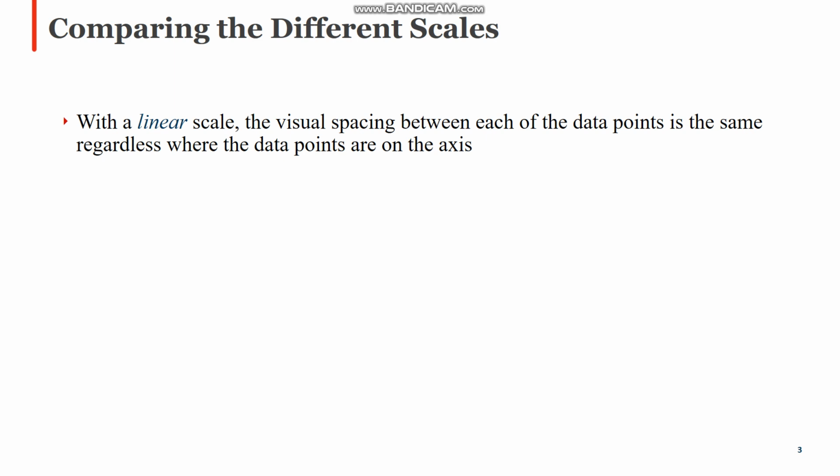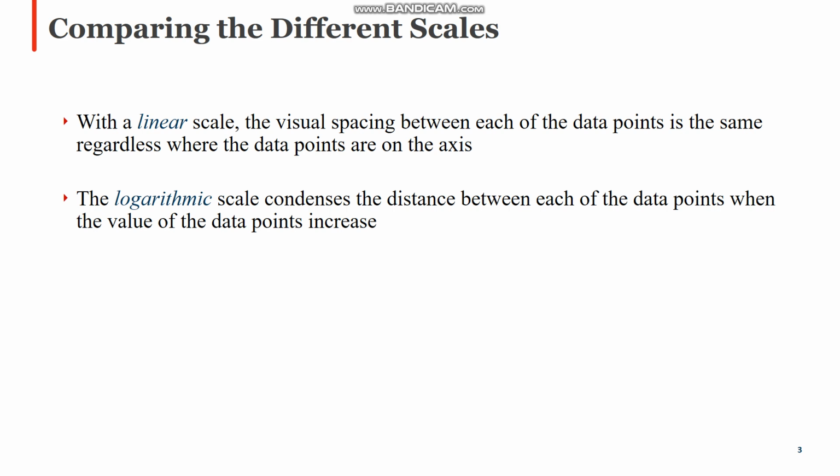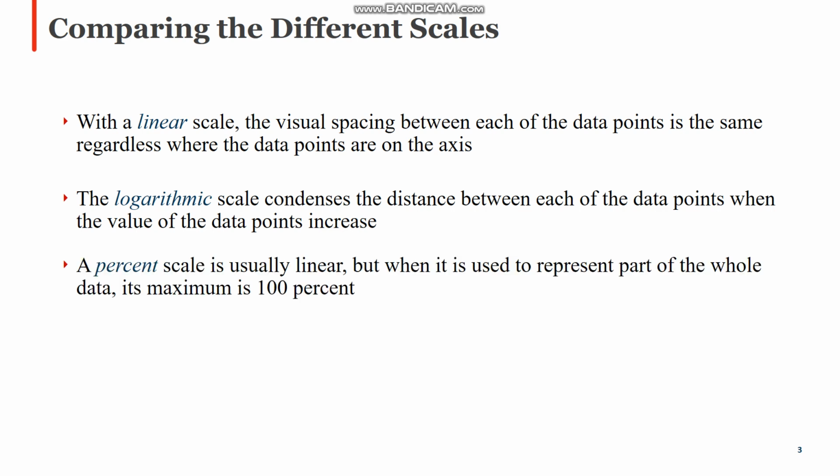The second scale you may adopt is the logarithm scale, which condenses the distance between data points when their values increase. For example, if your data value increases exponentially against another, you will quickly run out of space to illustrate the trend. By taking the logarithm of large values, we may avoid the issue.